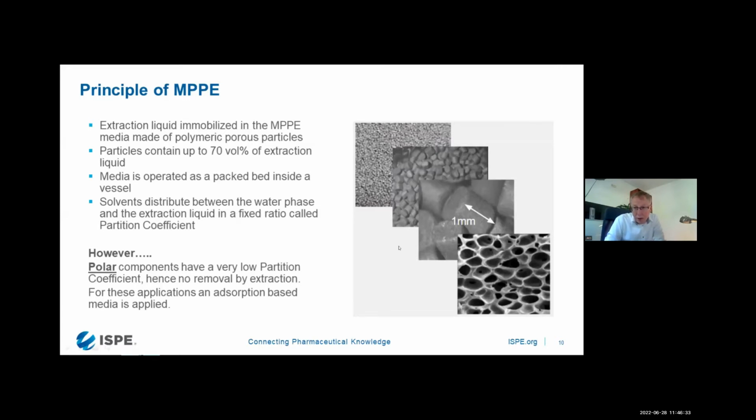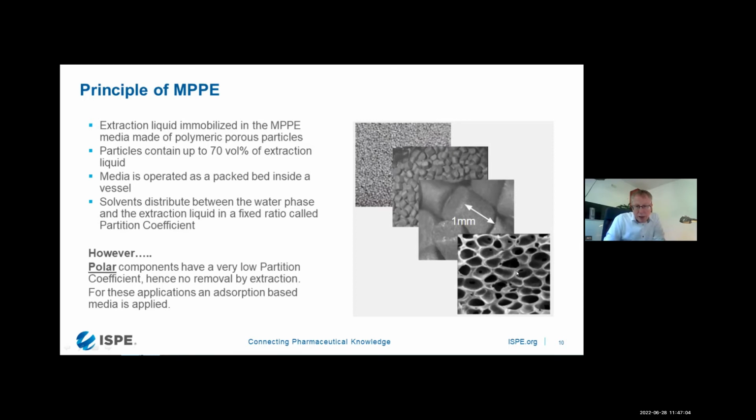So that means that if you have these particles in your hand, you're holding 70 volume% of liquid. What we then do is that we put these particles in a packed bed inside a vessel or a column, and then we bring the wastewater in contact with these particles, and basically what happens is that the solvents will migrate from the water phase into the extraction liquid. And they do that according to a fixed ratio. It's called the partition coefficient.